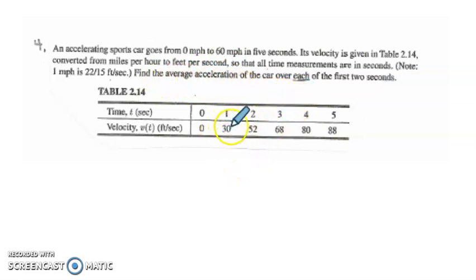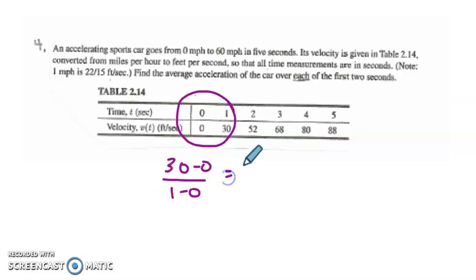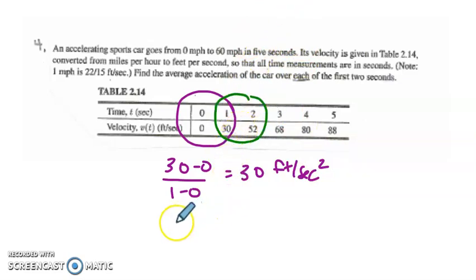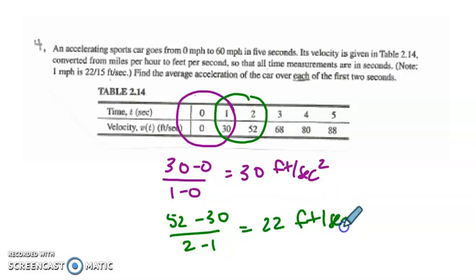Well, all we have to do there is find the average rate of change in velocity for the first second. So 30 minus 0 over 1 minus 0. So it's going to be 30, and then the units, instead of feet per second, we'll just say feet per second squared. And then on the second, we look at these two numbers. So we're looking at the average rate of change from 1 to 2. So that's 22 over 1, or 22, and still feet per second squared.